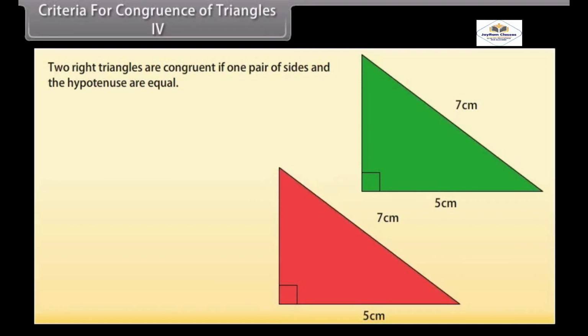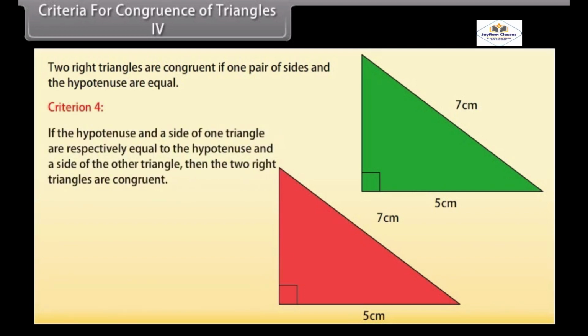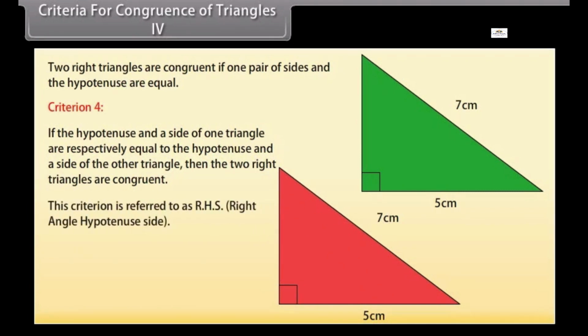This we have as Criterion 4. If the hypotenuse and a side of one triangle are respectively equal to the hypotenuse and a side of the other triangle, then two right triangles are congruent. This criterion is referred to as RHS, right angle hypotenuse side.